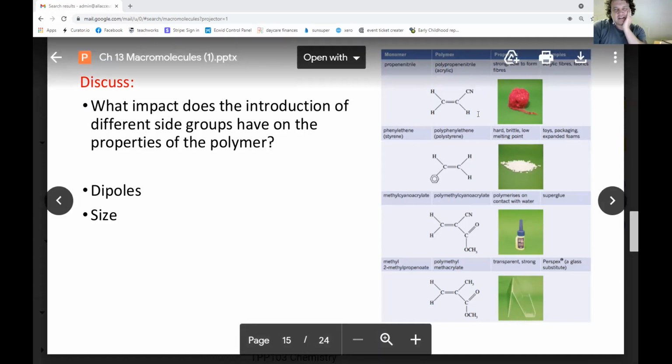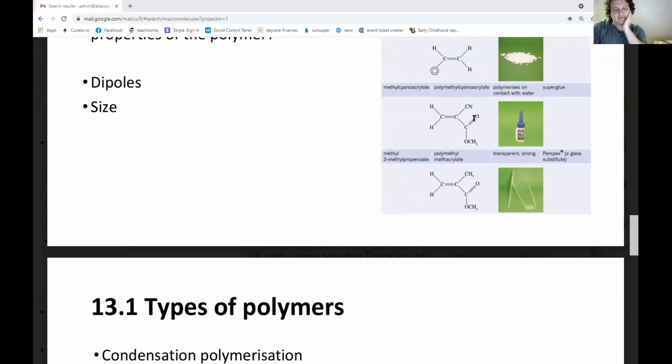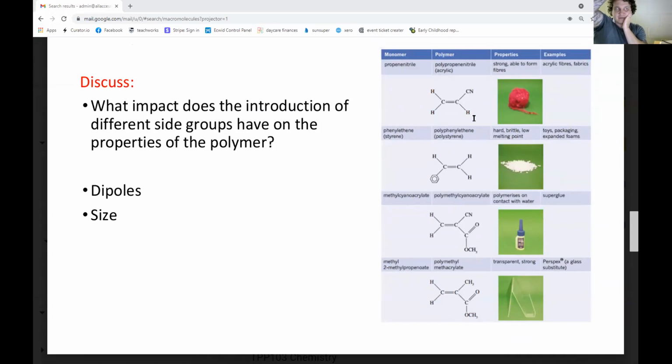So just by changing the functional group that's present on our monomer, we can produce a completely different kind of plastic.